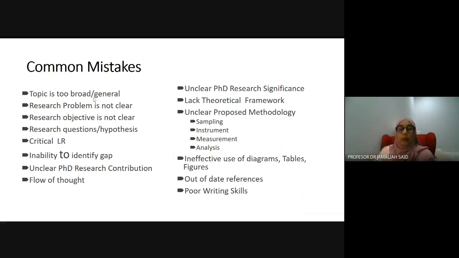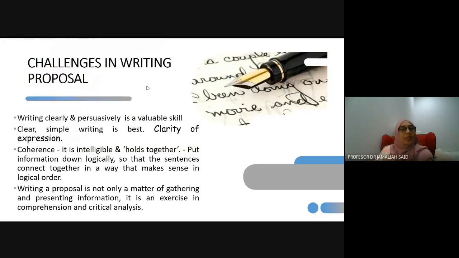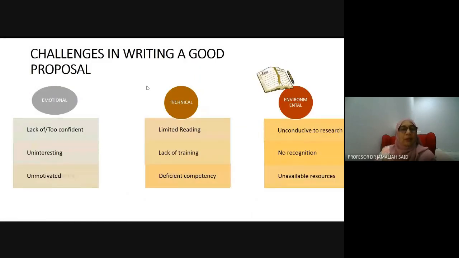on the total population. Okay, so poor writing skill, that is common, but of course you are new, inshallah we are learning. After 3 years everything is going to be better. Challenge in writing, yeah, writing is not an easy task. You're given 3 years to learn. Inshallah one day you will be able to write a good thesis and inshallah a good paper also. So these are problems in writing a good proposal.